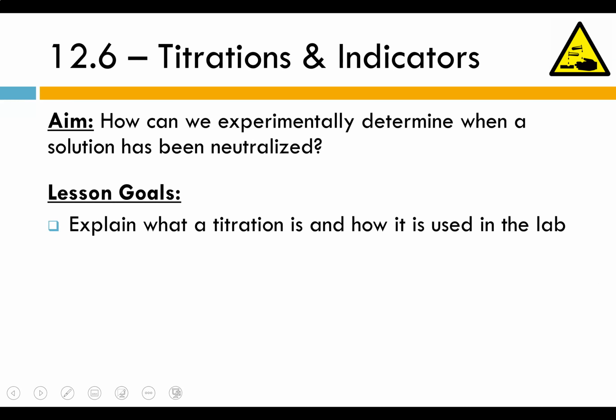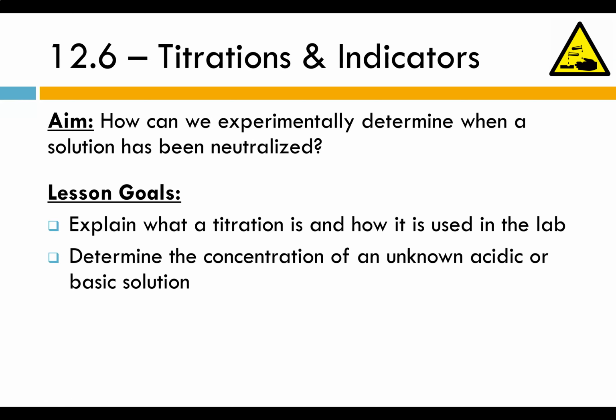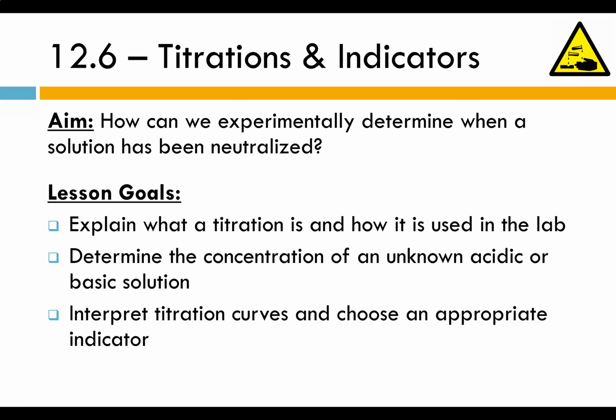Goals for today's lesson. You should be able to explain what a titration is and how it is used in a lab. You'll be able to determine the concentration of an unknown acidic or basic solution. And we're going to interpret titration curves and choose an appropriate indicator. That second one is really the big one for today. We've got some calculations to perform, so make sure you've got a calculator ready to go. Let's get started.